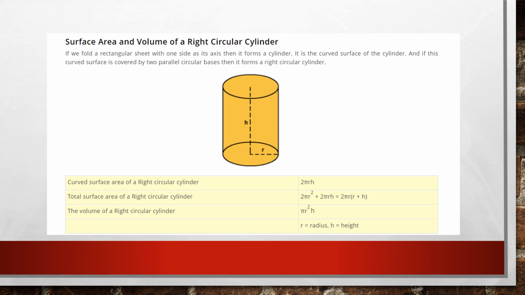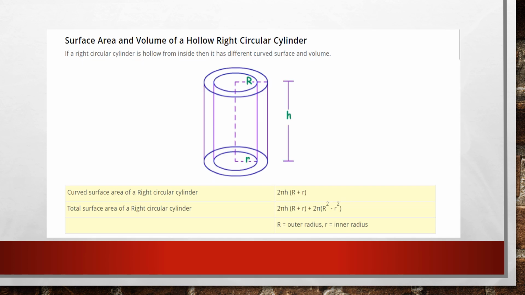For the total, we will add the bottom and top, that is pi r square and pi r square, so the result we are having is 2 pi r square plus 2 pi r h. Okay, and the volume is pi r square h, where r is the radius and h is the height. So this is all regarding the cylinder.